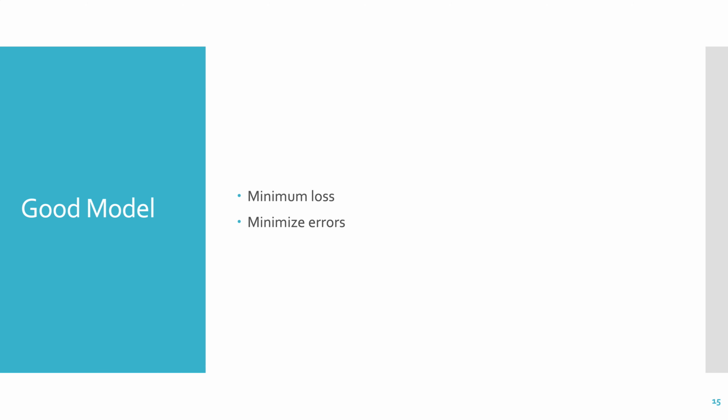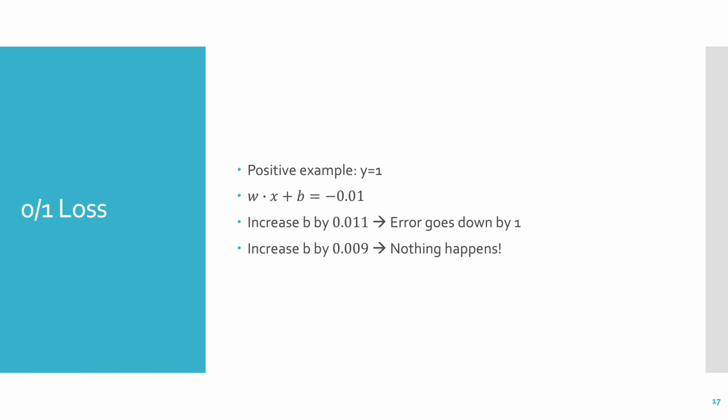What do we want in a good model? We want minimum loss, so we want to minimize our errors. This makes intuitive sense. The 0, 1 loss is very hard to minimize. Let's talk more about that. For instance, if there's a positive training example, y equals 1, and w dot x plus b is negative 0.01, well, then adjusting b upwards by 0.011 would decrease my error by 1. But adjusting it upwards by 0.009 would have no effect. This makes it really difficult to figure out how to adjust the parameters.